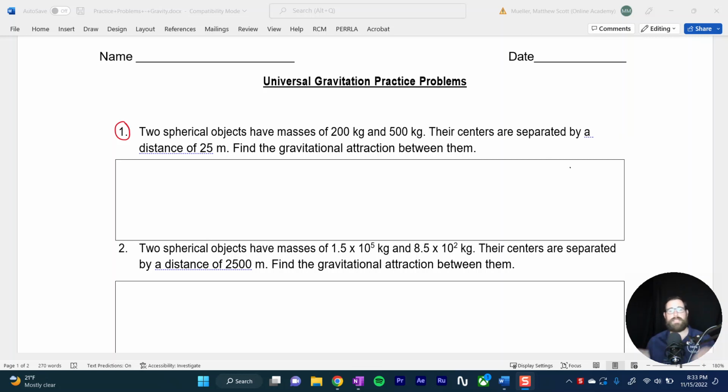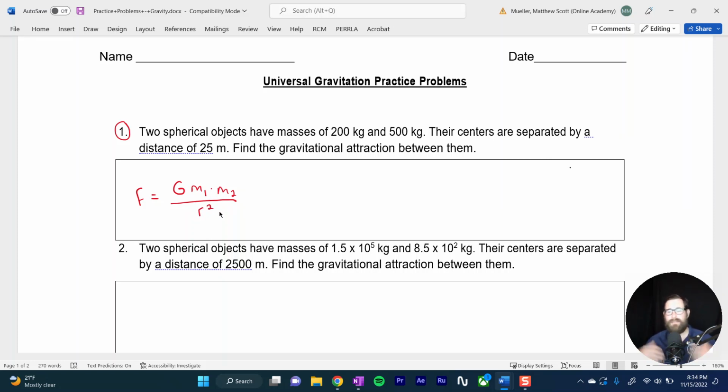So the trick to this assignment is we need to understand our equations here. The big equation we're going to use is that the force due to gravity is equal to the gravitational constant G multiplied by mass 1 times mass 2 divided by r squared. And so this is going to be our main equation we're going to use.